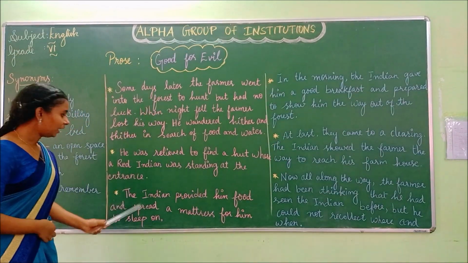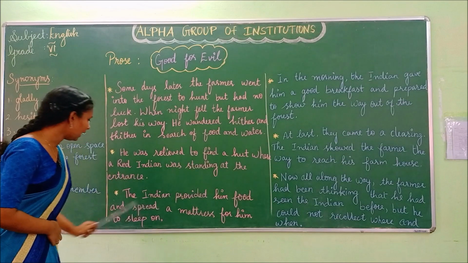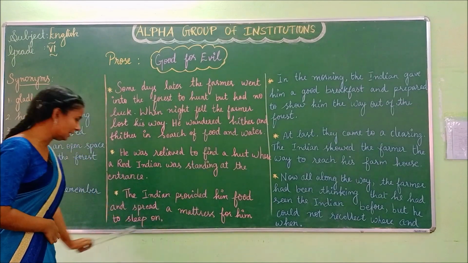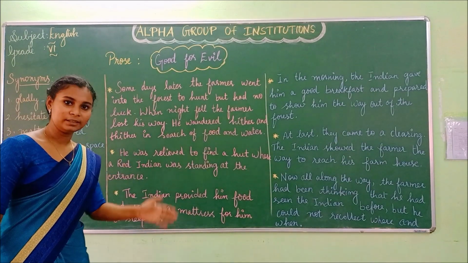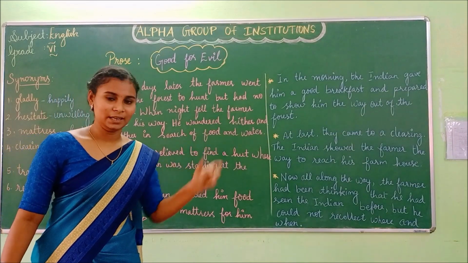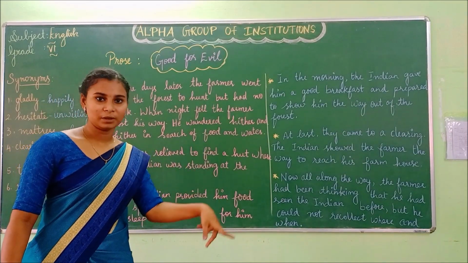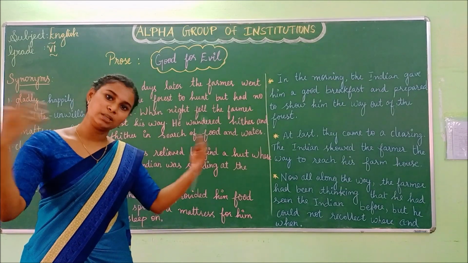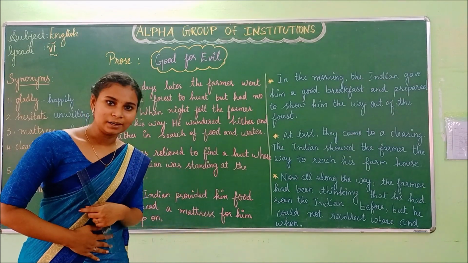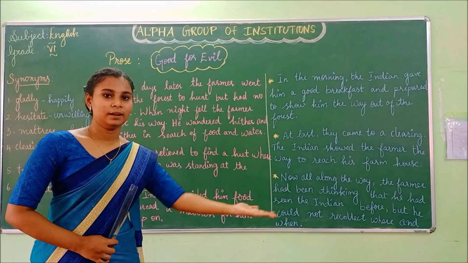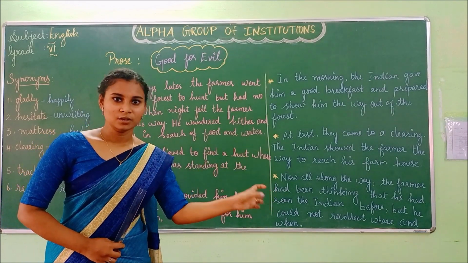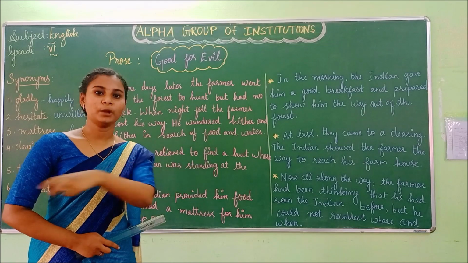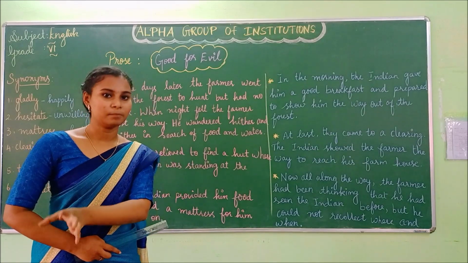Okay. Next, the Indian provided him food and spread a mattress for him to sleep on. So he has found a person who is that red Indian, right? So he's going to him and asking for help. He is explaining that he has come to the forest and he has lost his way and he is so hungry and he is asking help from that red Indian. So he wants him to show him the path to go to his farmhouse.